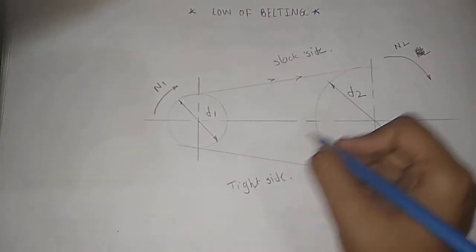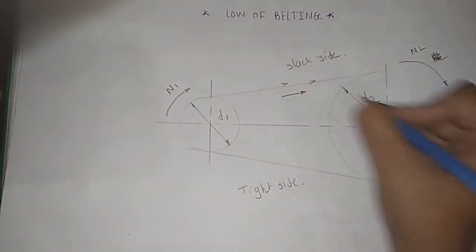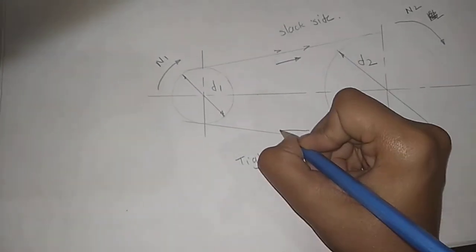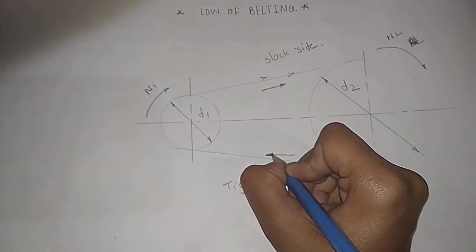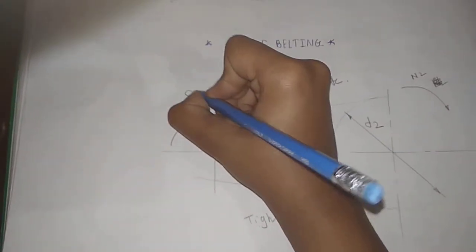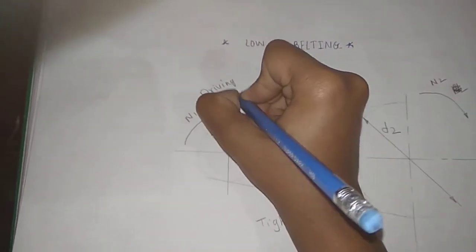They rotate in these directions. Here the small pulley is the driving pulley and the larger pulley is the driven pulley.